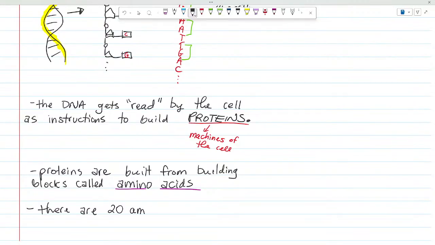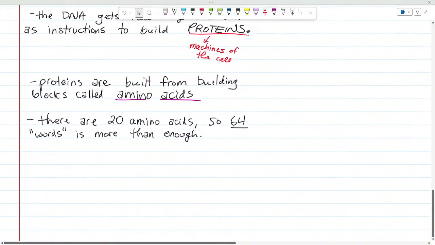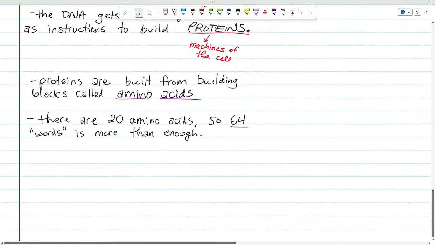There are 20 amino acids, so 64 words is more than enough. Which I actually want to pause here because this actually isn't that far off from there being a little book inside your cell and little elves that read it. It's not a book and they're not elves, but it's pretty darn close.